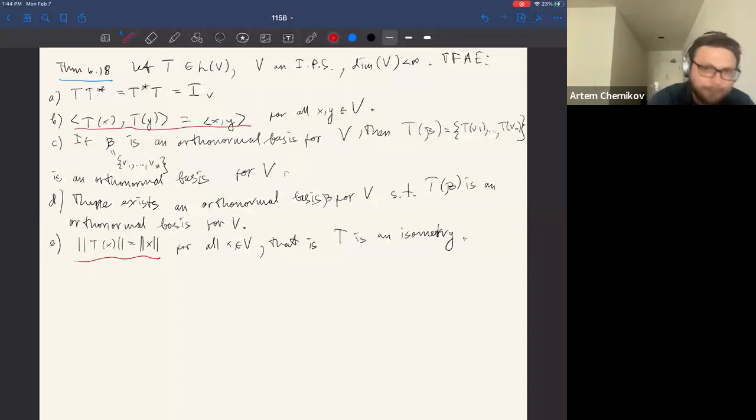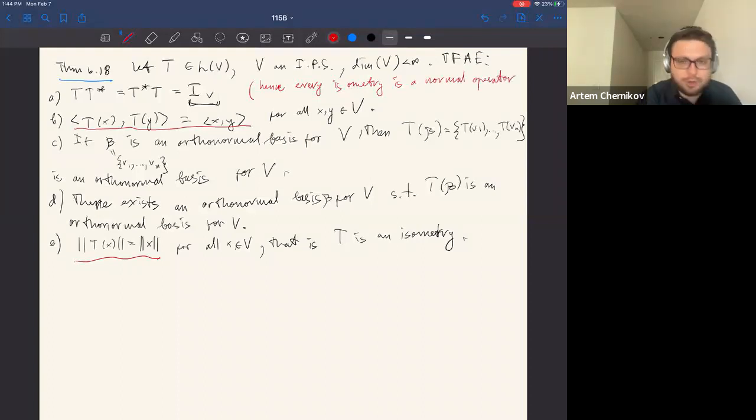And finally, part A tells us that no matter in what order you take the composition of T with its adjoint, what you get is the identity operator. So nothing changes if you apply T and then T adjoint. In particular, because A is one of the equivalent properties on this list, we get that every isometry is a normal operator. So we see that isometries are normal operators, but of course not vice versa. So let me stress it.